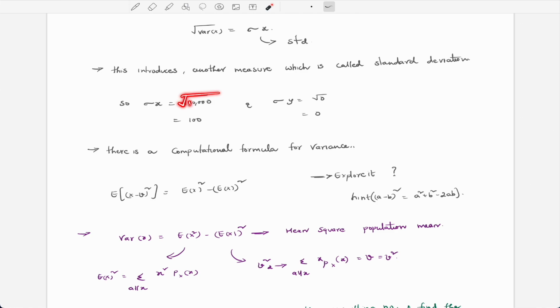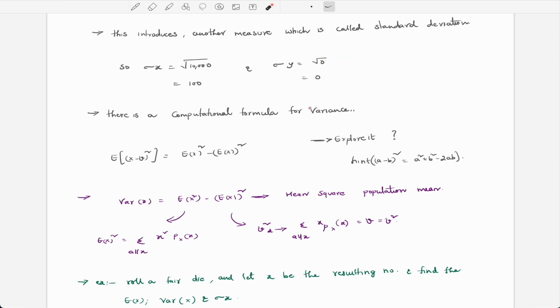We simply take the square root of that value, which is the variance of x, which is 100, and the square root of y, which is 0, and then we're going to get 0. After that, there is a computational formula for the variance. We have seen this, right? I just want you to explore it. How do we find this formula?